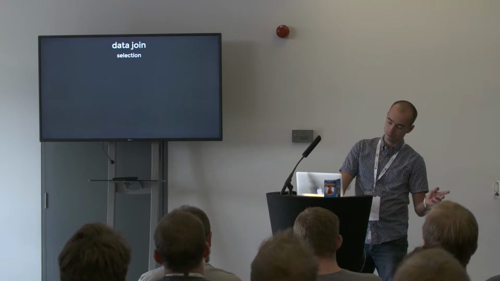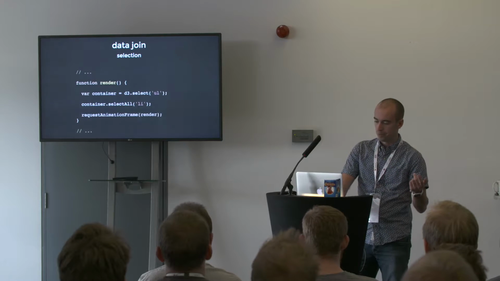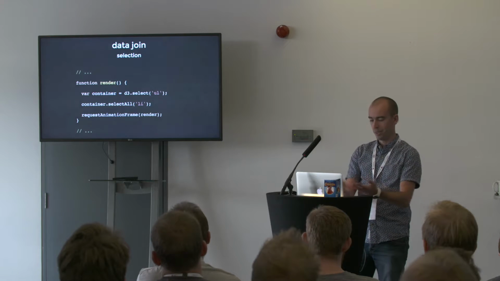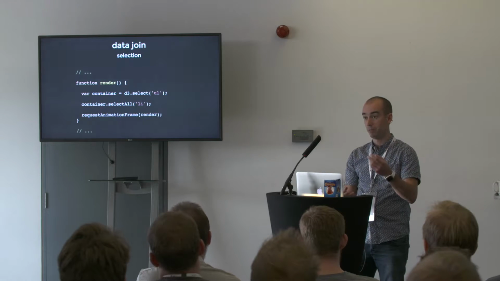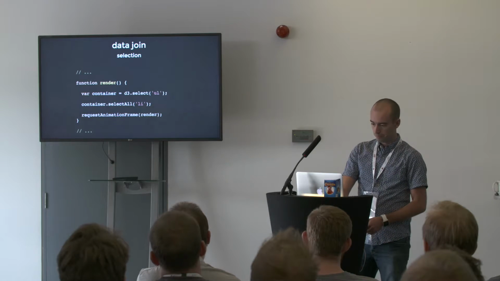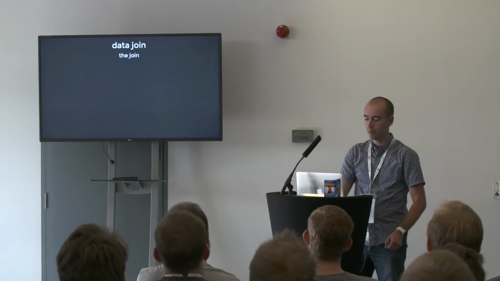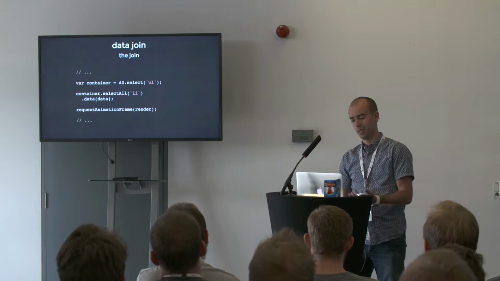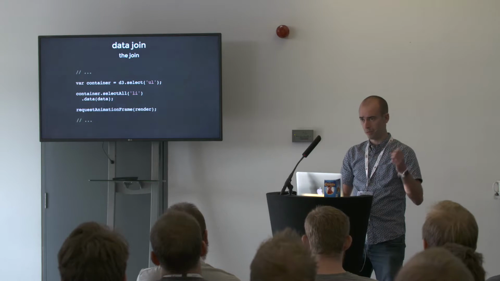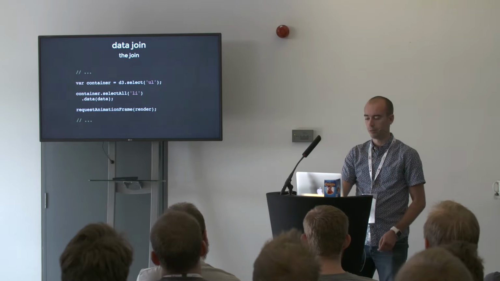So back to data join. First up, we're going to select the DOM nodes. We select the UL, and then we select all the children of the UL, which are LIs. We then need to do the mashing together bit. The mashing together bit is as simple as, once you select the DOM nodes, associate data with them. So select all, data, mash them together.